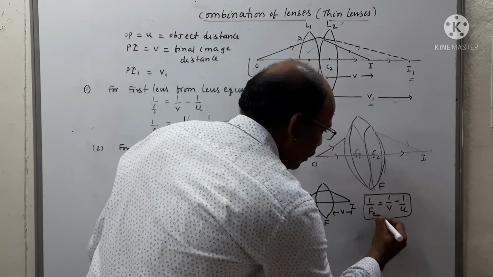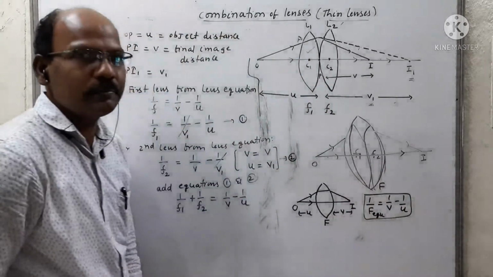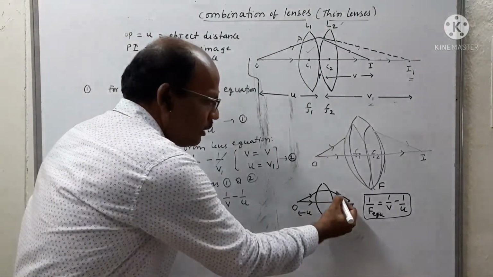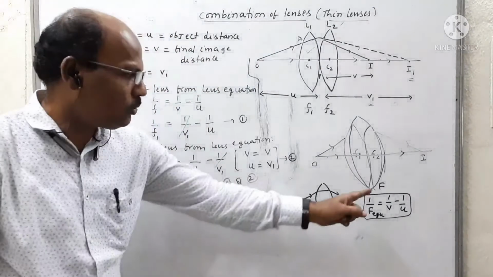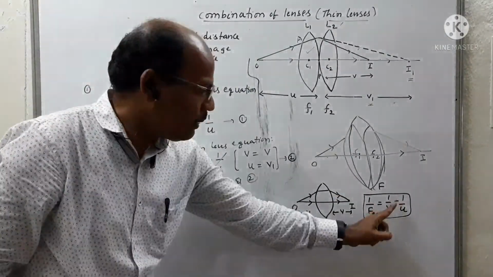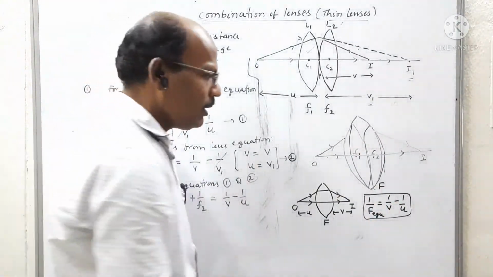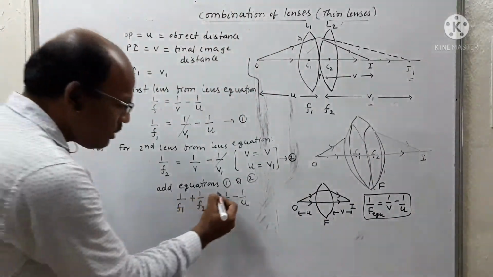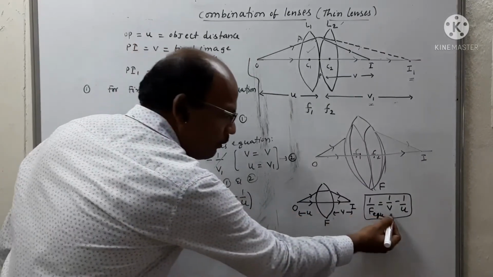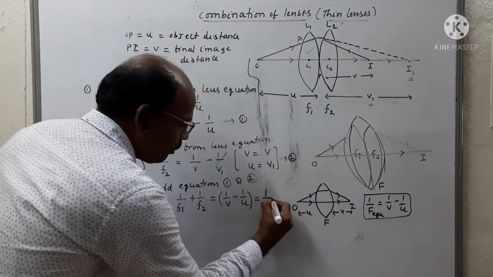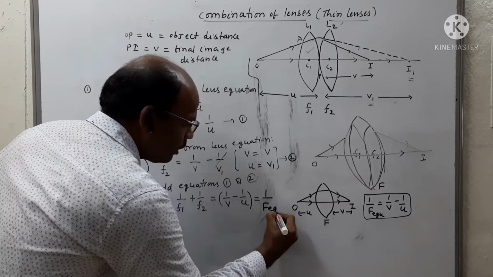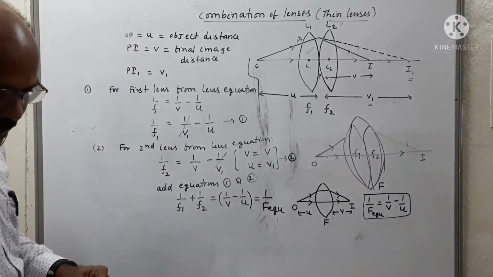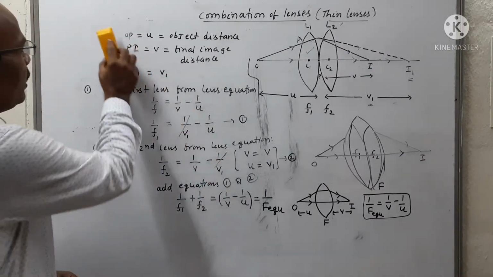So this is called equivalent. The combination can be treated as a single lens. Then we can write 1 by F equivalent is equal to 1 by final image minus 1 by the distance of object. So in the case of combination of lenses, we can write the final equivalent focal length.